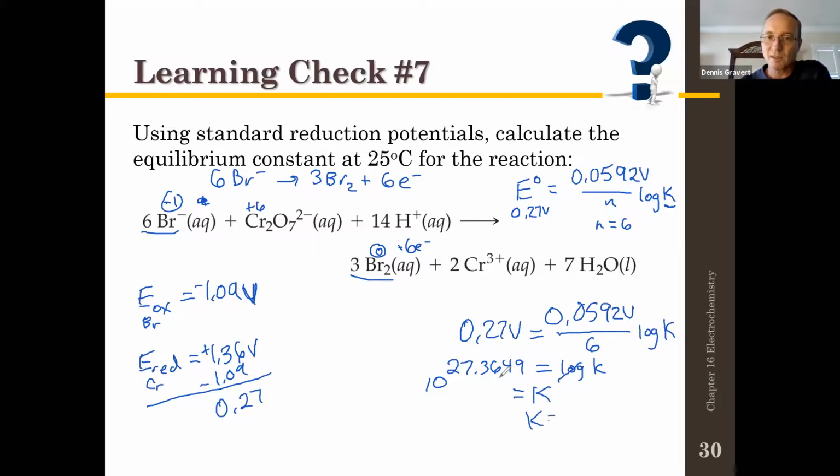If you ask your calculator to calculate that, how many sig figs do we want? There are 3 sig figs in our voltages, so let's carry 3 sig figs. 2.32 times 10 to the positive 27 is what I calculated for the equilibrium constant. Is this spontaneous? Lots of things say it's spontaneous. The standard potential was a positive value, so yes, spontaneous. K is so much greater than 1, so the equilibrium constant is also saying it's spontaneous. Nice.